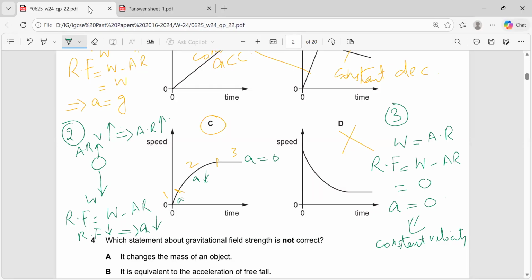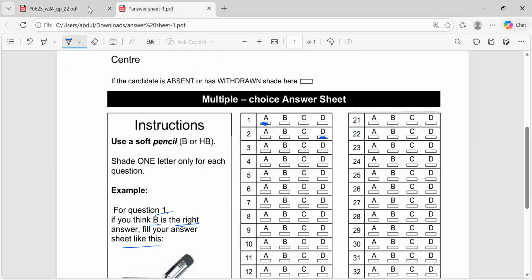I wrote them in this way because this same question is very common, for 3 to 4 marks in paper 4. A small object is dropped from a tall building. Explain how the acceleration of the body changes. So this is change 1, 2, 3. This is the way acceleration of the body changes. So for question number 3, the answer is C. I will shade option C.